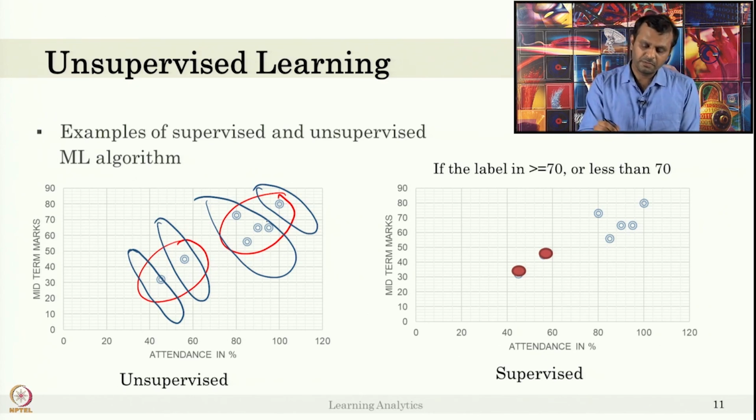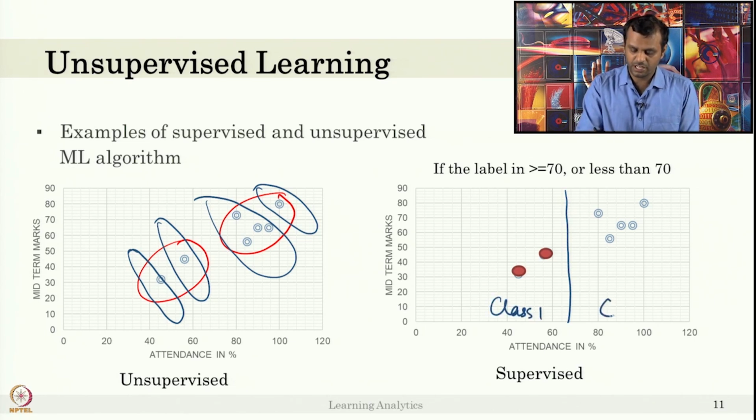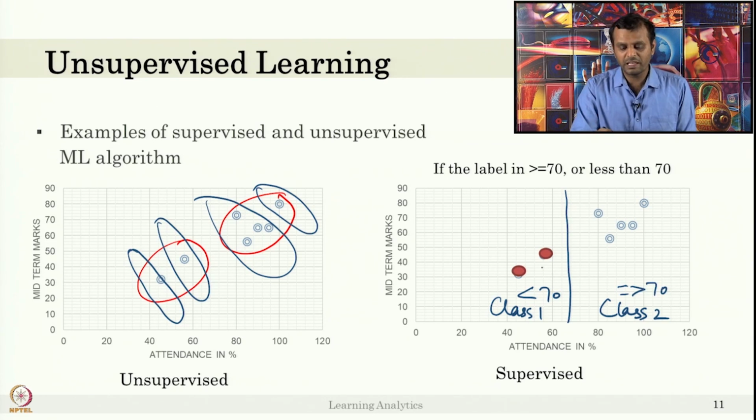Whereas in a supervised algorithm, we know there are 2 groups here. These students have scored less than 70 marks in the final exam, and these students have scored more than 70 marks in the final exam. So this is an exact two-class classification problem. This is class 1, this is class 2. Class 1 is less than 70 marks, and this is equal to or greater than 70 marks. So now you know the label Y and you know X1 attendance and X2 midterm marks. Now this is a supervised learning problem.